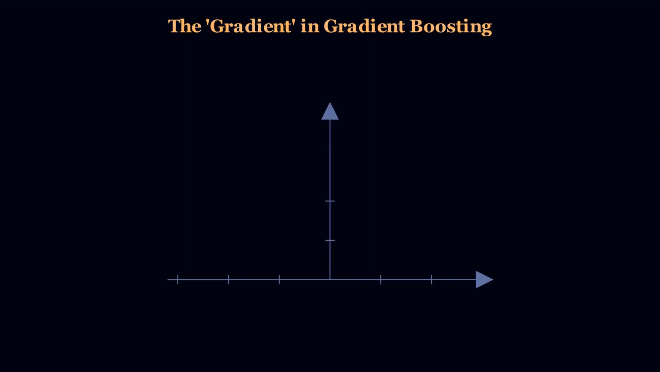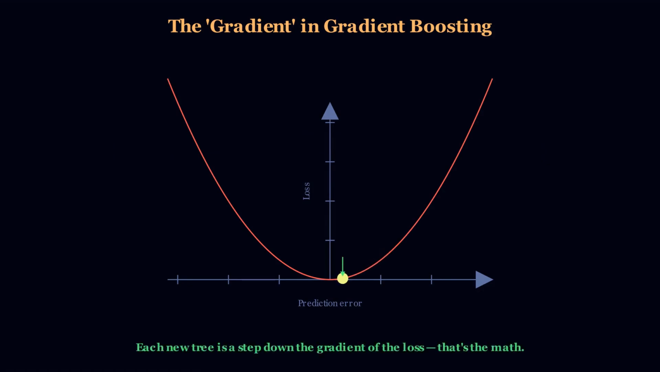Here's the gradient part, where the name actually comes from. You have a loss function, a measure of how wrong your predictions are. Gradient descent finds the minimum of that loss by following its slope downward. Each new tree is one step in that descent, fitting the negative gradient. This is gradient descent, but with trees instead of weight updates.